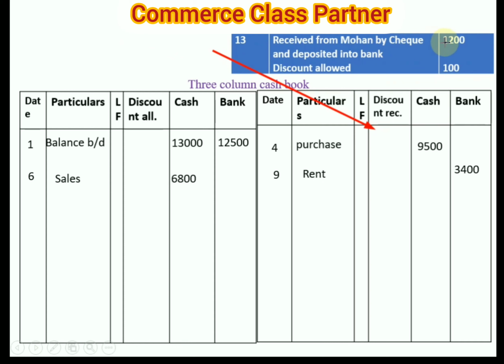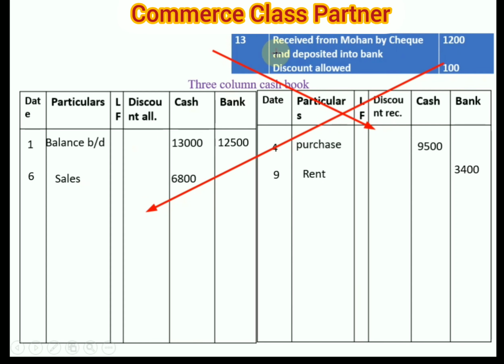We have received a check for rupees 1200 and we have also given a discount allowed. We have allowed a discount of rupees 100. Mohan is supposed to pay rupees 1300, but he has paid rupees 1200 only because we have allowed him a discount of rupees 100. So this 100 should be entered on the discount allowed column. Mohan should be entered on the particulars column.